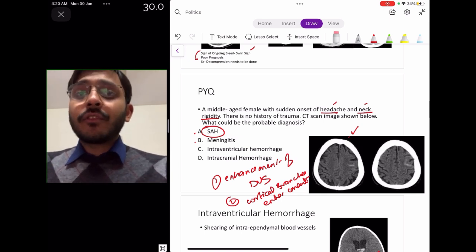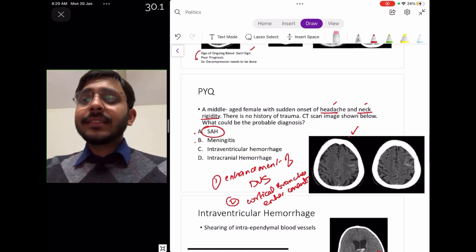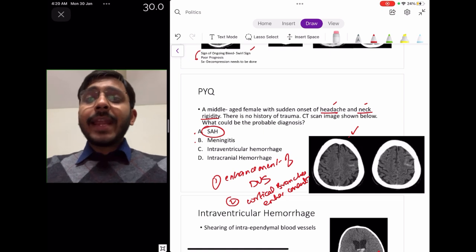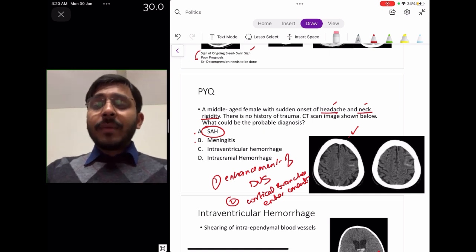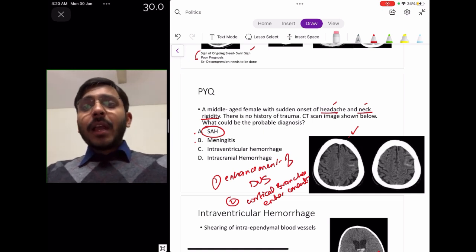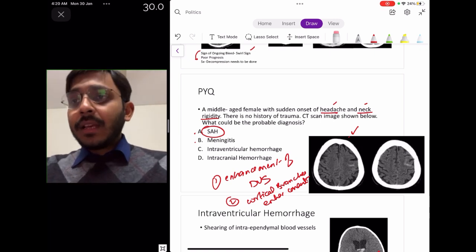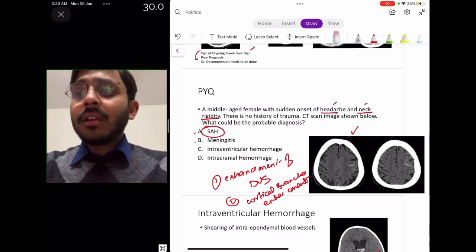There was no history of trauma and CT scan images shown below. What would be the probable diagnosis? Now with headache and neck rigidity, a lot of people would answer meningitis. However, the given CT is a non-contrast CT, right? So how would you say that it is a non-contrast CT?